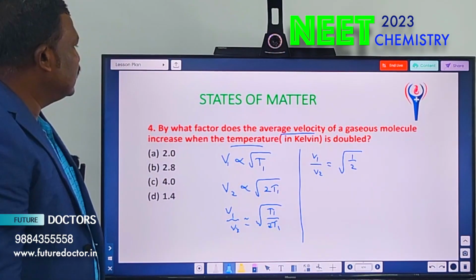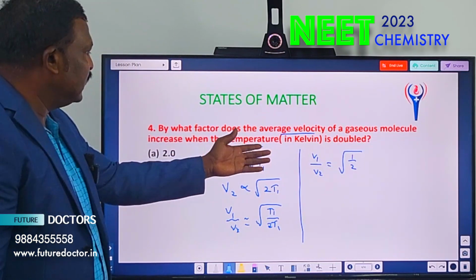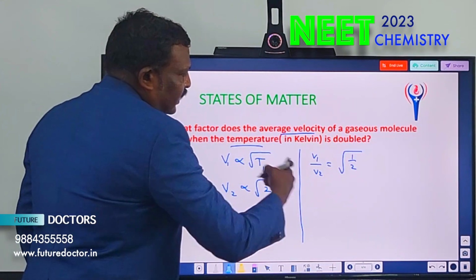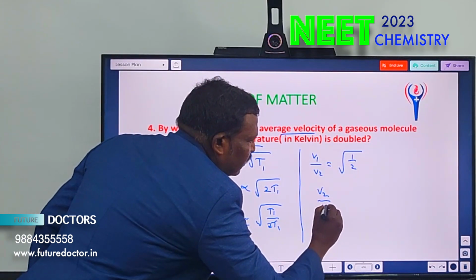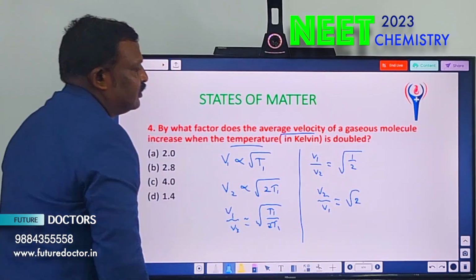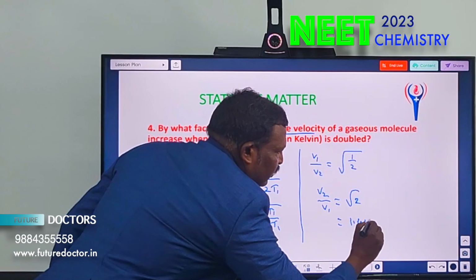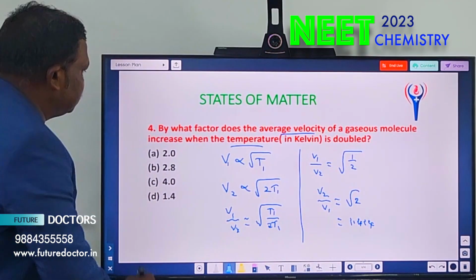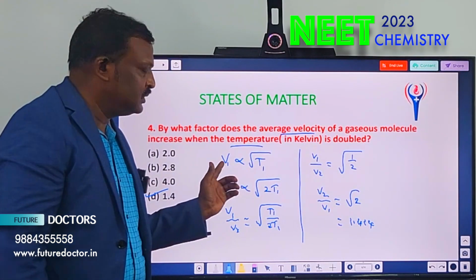They're asking, increase in temperature is double, so you have to find out the average velocity of the second case. So V2 by V1 will be the inverse, root 2. What factor? Approximately root 2 means 1.414. So this is the answer. 1.4, here D option is the correct one. Understood? So that relationship only just remember, velocity and temperature, this is the relationship.